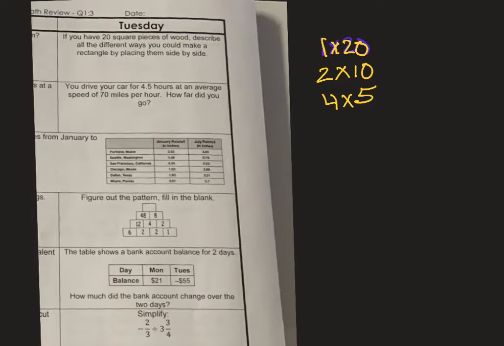Okay, the second one says you drove your car for 4.5 hours at an average speed of 70 miles per hour. How far did you go? Right? So in 1 hour you would have gone 70, right? 2 hours would have been 140. So how are we going to find out how far we went in 4.5? We're multiplying, right? So 70 times 4.5.